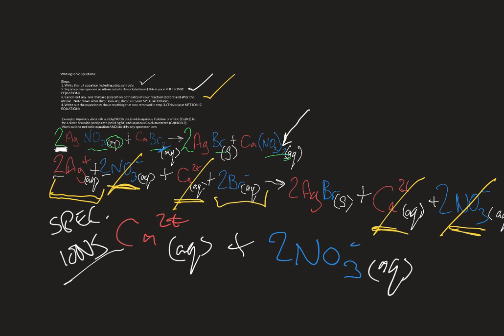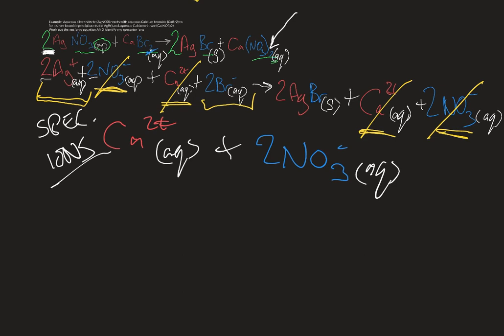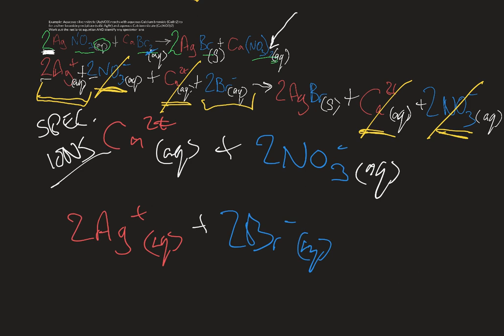The final step is to take the things that have not been crossed out and to use those to form my complete, or my net, equation. So that is going to be 2 Ag+ aqueous plus 2 Br- aqueous, and that is going to form my 2 lots of AgBr, and this will be a solid, and that is my net ionic equation.